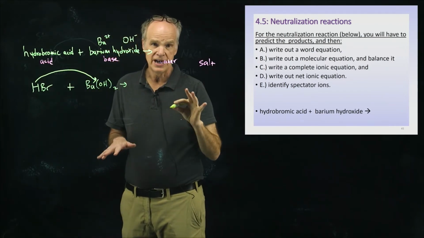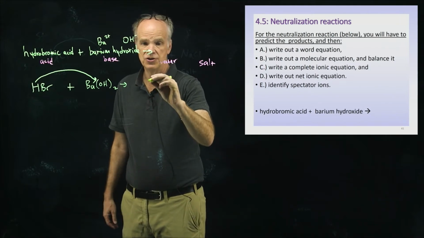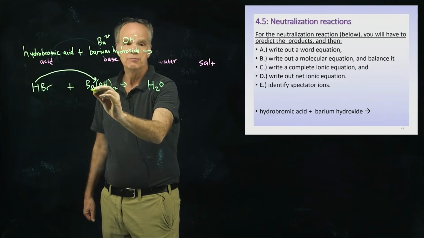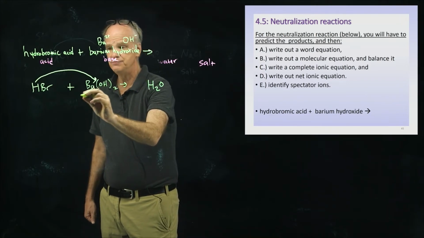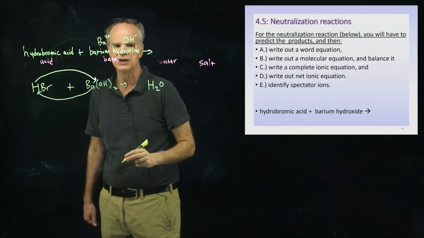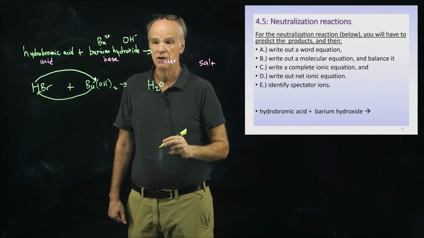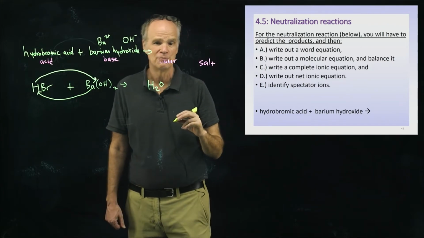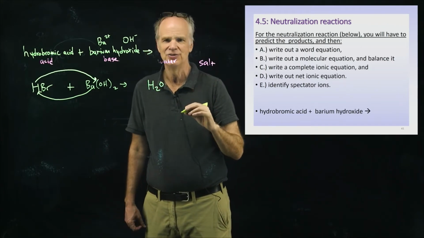And so we can just write out the formula for water at this point, which is H2O. And then we imagine here barium breaking off hydroxide and replacing the hydrogen ion and binding the bromine to form barium bromide. So the tricky part is figuring out the correct formula for barium bromide. So how do we do that?